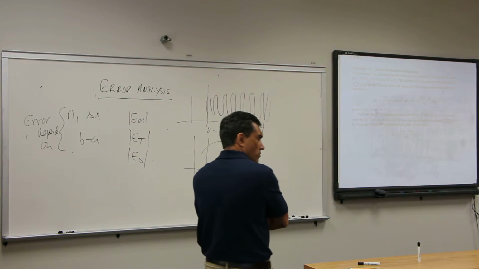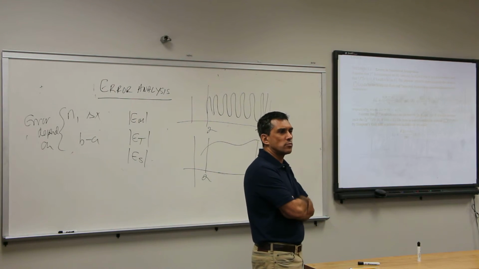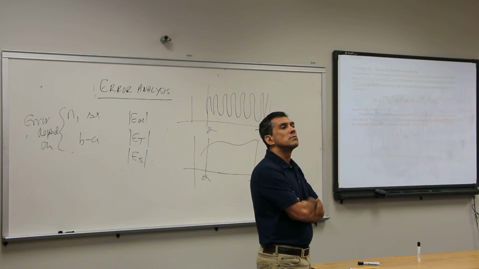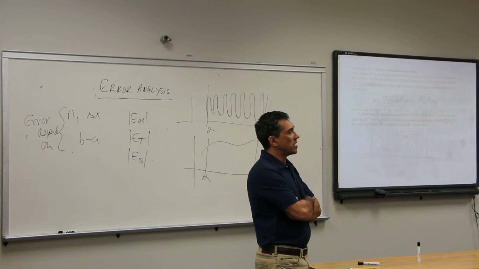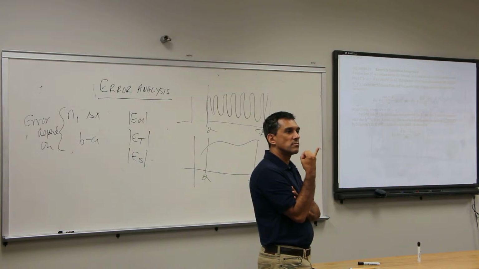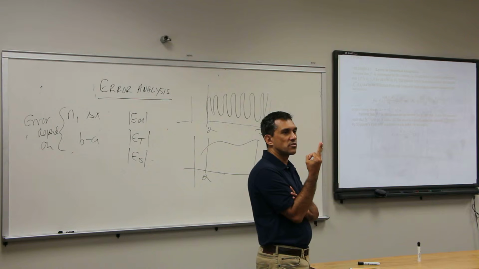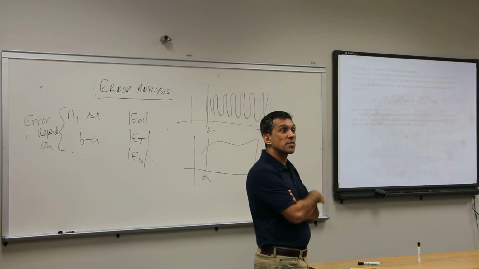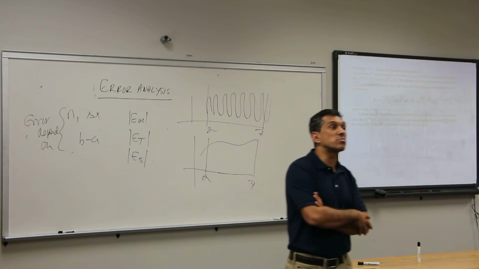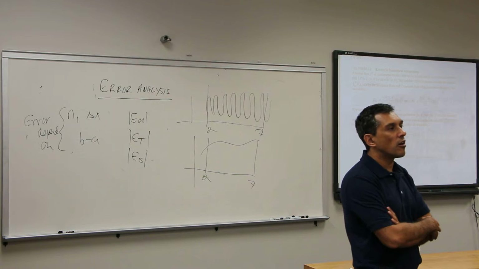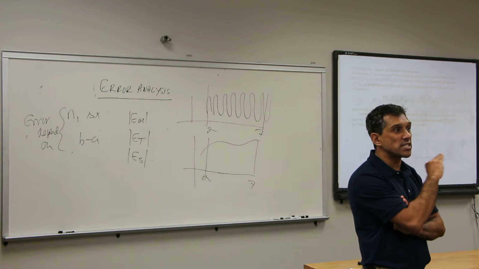Now, what is the derivative of x cubed? 3x squared. What's the derivative of 3x squared? 6x. What's the derivative of 6x? 6. What's the derivative of 6? 0. In other words, if you are using a Simpson's rule on a polynomial of degree 3, the answer is exact.